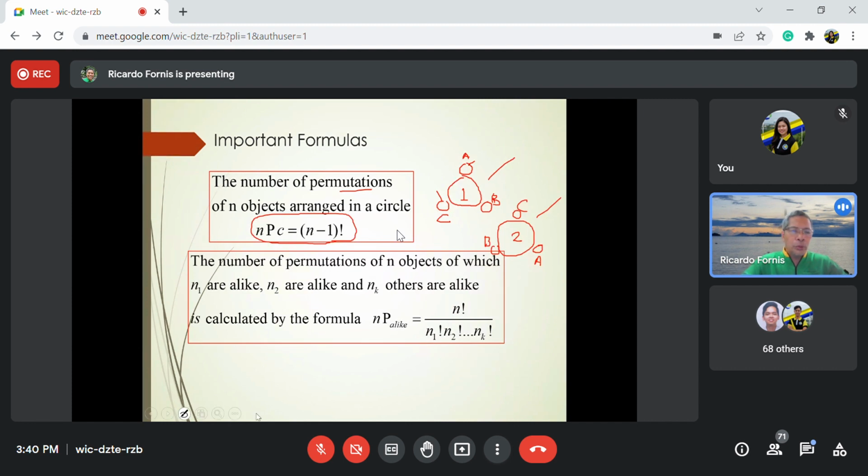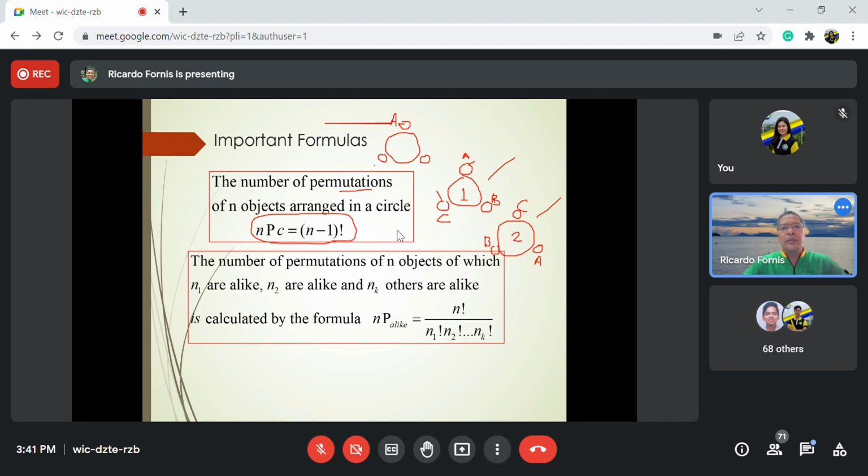Therefore, to obtain a different grouping, this is what you will do. If there are n objects arranged around a circle, what you need to do is fix one object. Do not transfer that object. Meaning, of the 3, you fix 1. And then you rearrange the remaining.